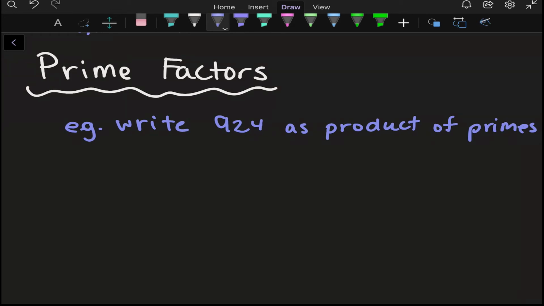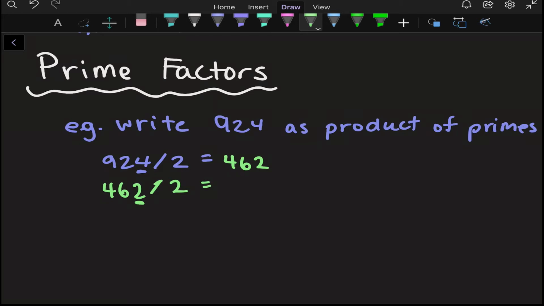So if we start with 924, we want to divide it by the smallest factor, but not 1, because 924 divided by 1 is just going to be 924, and we're not going to get anywhere with that. So what we want to do is divide, this is an even number, so we're going to divide it by 2, which gets us to 462. Now we're going to take 462, and again, this is an even number, so I'm going to divide it by 2, and I get 231.